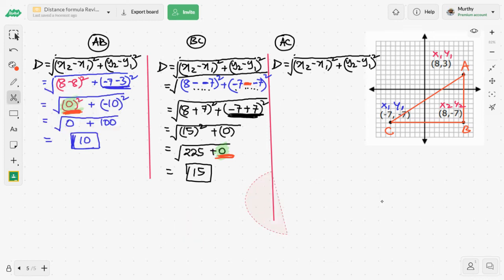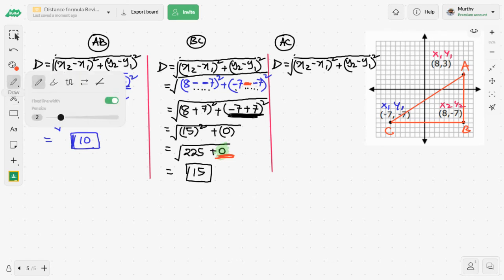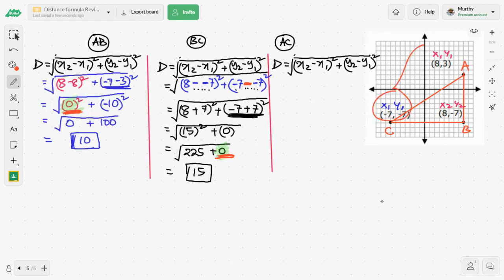Okay, now coming to the last part, the third side. This time I see x1 y1 again x1 y1, which is practically not possible. So you can make any one of them as 2. Let me take this one as x2 y2, which is point C. So x2 subtract x1 is 8 square, plus y2, negative 7 subtract 3, so negative 7 subtract 3 square.